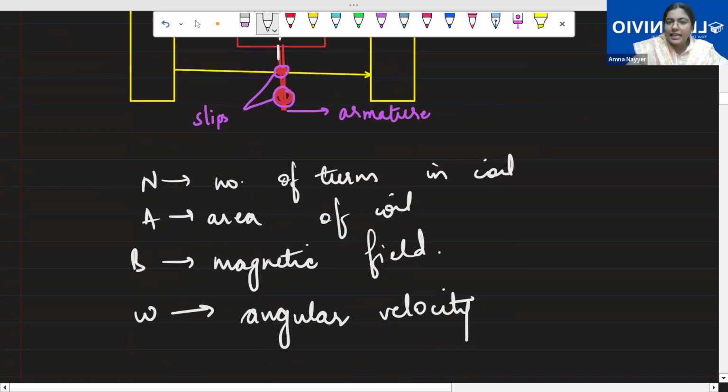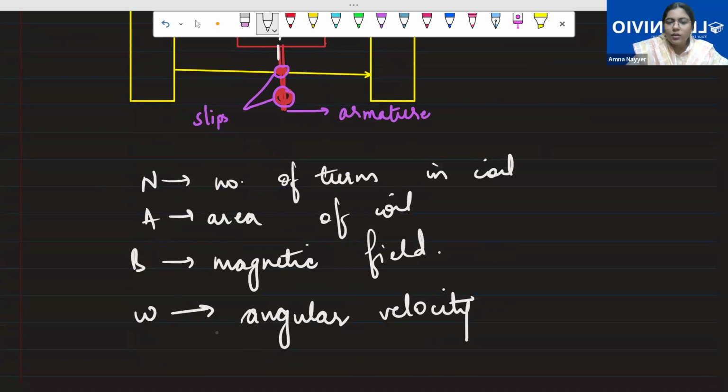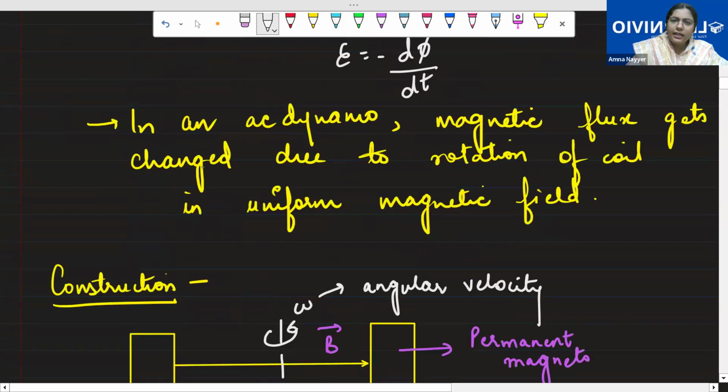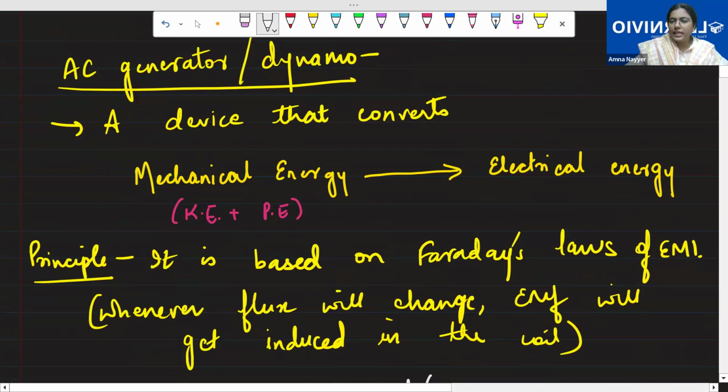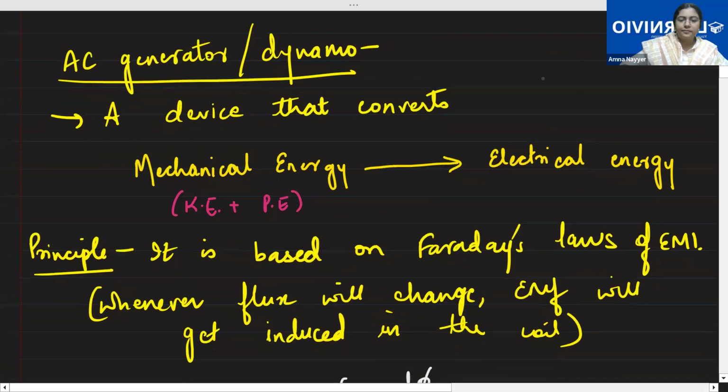N is the number of turns, A is the area of the coil, B is the magnetic field, omega is the angular velocity. Now we'll connect all these things, but do one thing. I did till here. Then let me discuss the AC generator first. I'll complete the AC generator first.